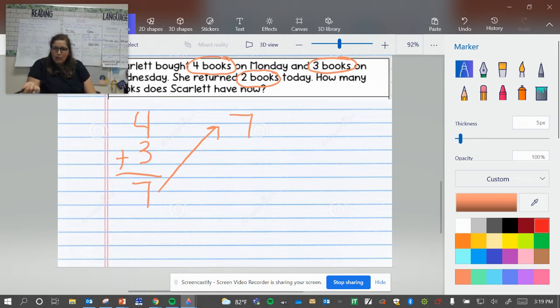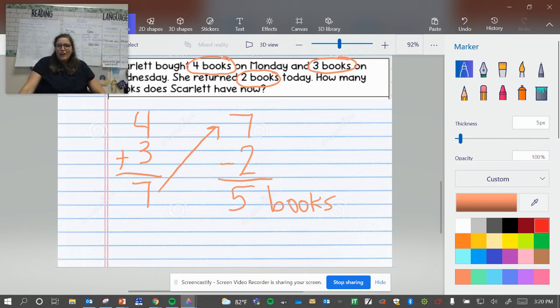If she's returning the books, is she going to have more books or less books? She's going to have less books. So if she's going to have less books, what do I need to do with that 2? Am I adding it to 7 or am I subtracting it from 7? If she's going to have less, I'm going to take it away. I'm going to do 7 minus 2. Okay. What is 7 minus 2? 5. 5 what? 5 books. So if the question was, how many books does Scarlett have now? In order to answer that in a complete sentence, I would say Scarlett has 5 books now.